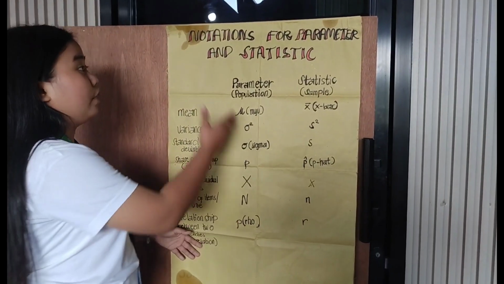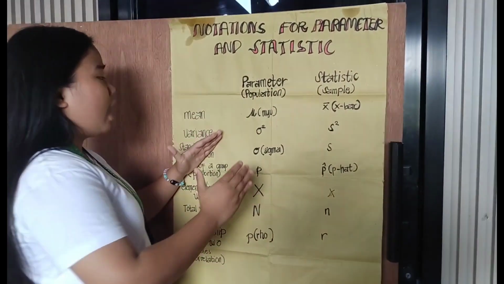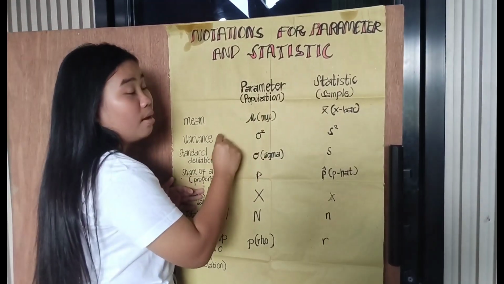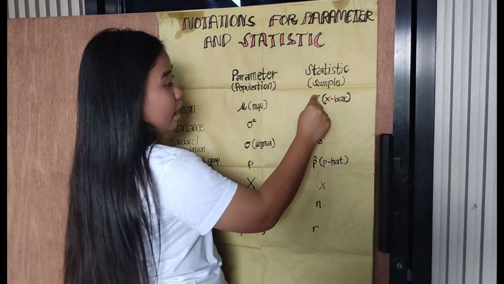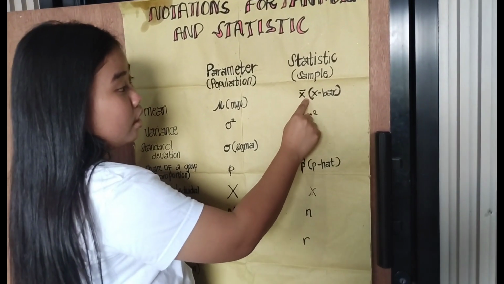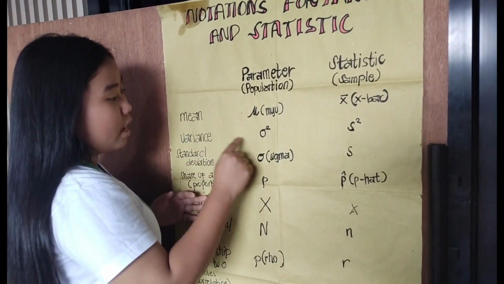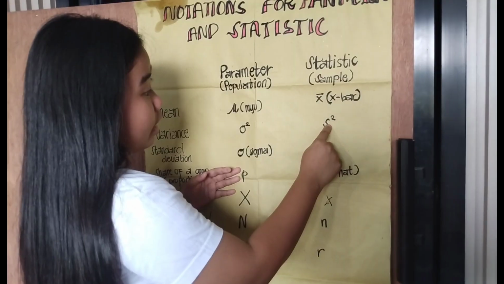Now, the notations for parameter and statistic. For parameter, the symbol for mean looks like a U, which is read as mu. For statistic, the mean is x with a bar on top. For variance, the parameter symbol is sigma squared, while for statistic it is s squared.